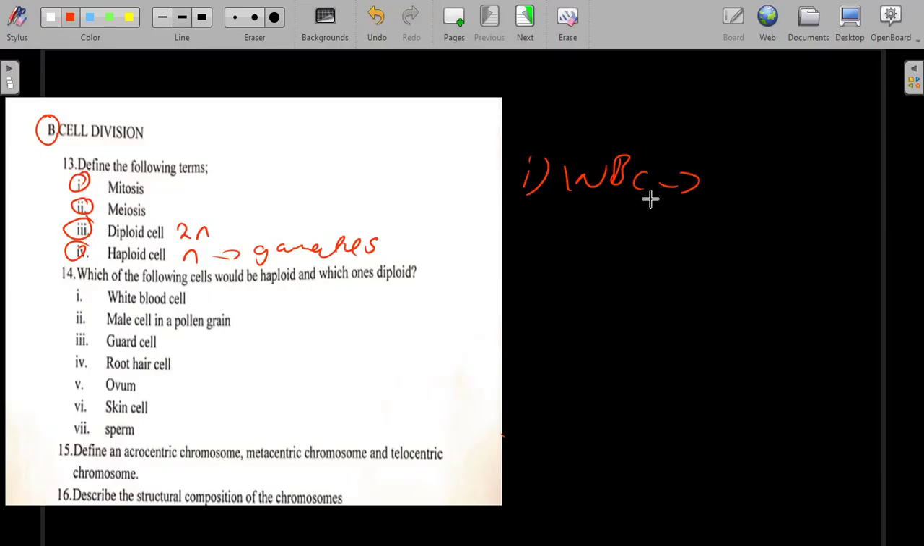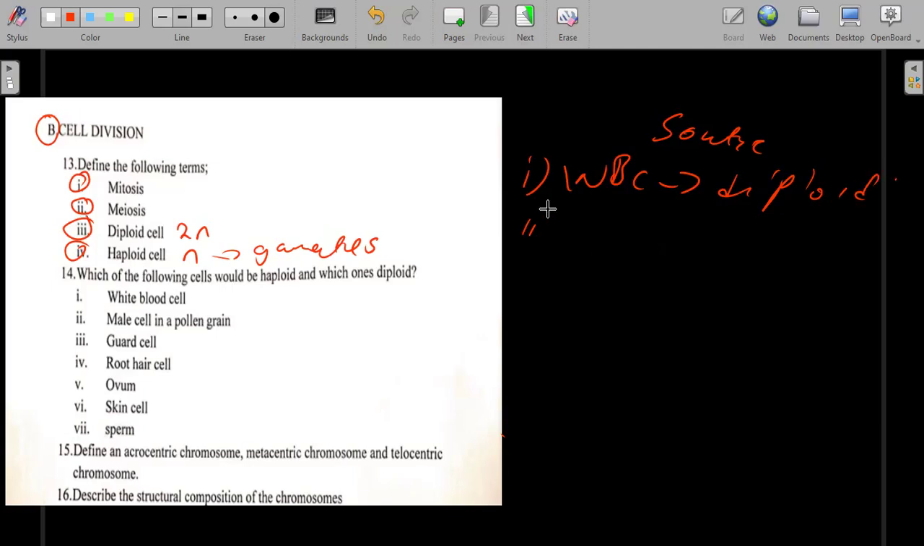So remember, for somatic cells, we have what we call somatic cells. These are going to be diploid cells. So white blood cells are an example of somatic cells. So here we are going to find that these are going to be diploid cells. So for white blood cells, they're going to be diploid. Then we go to the second one.